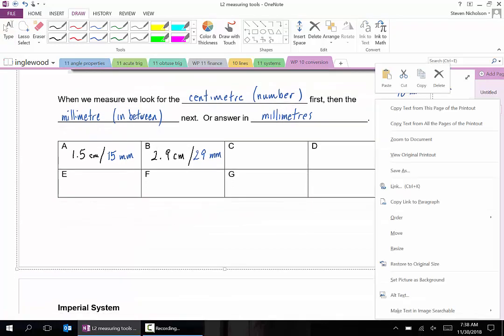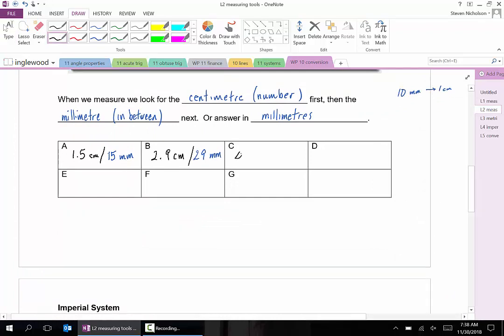So you've paused the video, and I'm going to write the answers I got. I'll do centimeters first, and millimeters second. And again, I'm not doing any conversions here, I'm just counting. So hopefully you've had this experience.